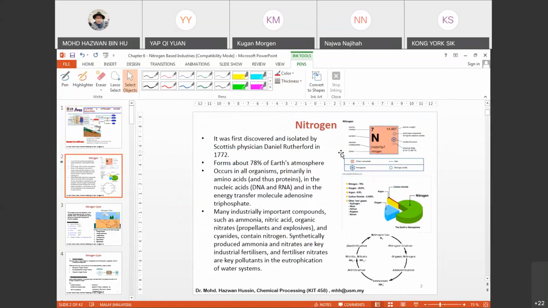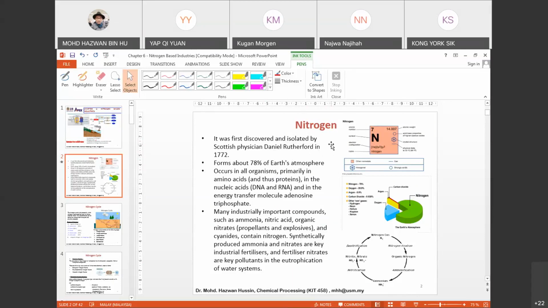For nitrogen, you know that in chapter 2, we learned how you can produce nitrogen gas, and the most abundant gas in the atmosphere is actually nitrogen gas. Nitrogen was first discovered and isolated by Scottish physician Daniel Rutherford in 1772. It forms about 78% of Earth's atmosphere.